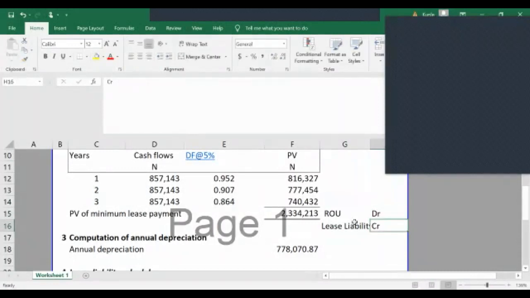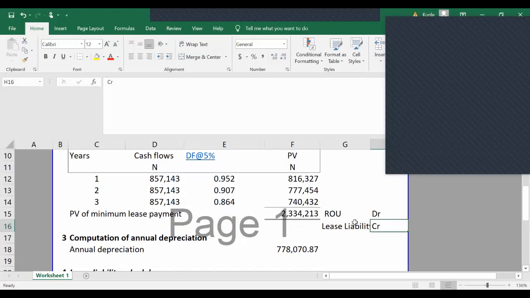Now, because you are recognizing a right of use asset, and you are using that asset over its useful life, it is presumed that this asset must be subject to depreciation. So IFRS 16 provides that right of use assets must be depreciated over their useful lives. And when you are doing that, what amount are you depreciating? It is the right of use asset of 2.3 million. So that is what we depreciate.